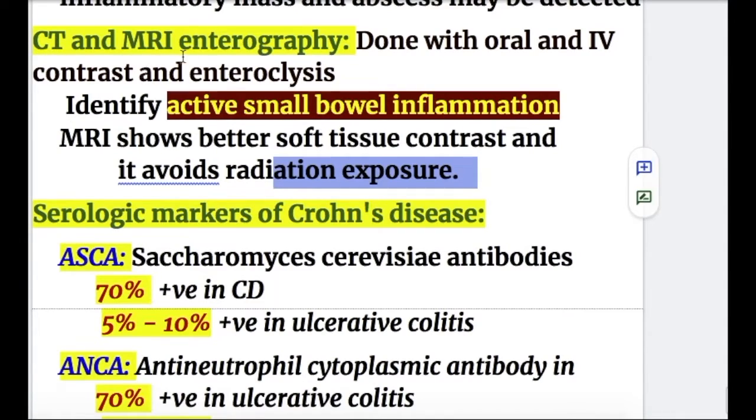So CT and MRI enterography are done with contrast and enteroclysis, and these identify active small bowel inflammation. MRI shows better soft tissue contrast and it leads to less exposure to radiation.